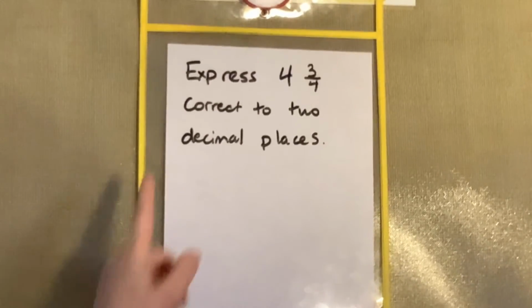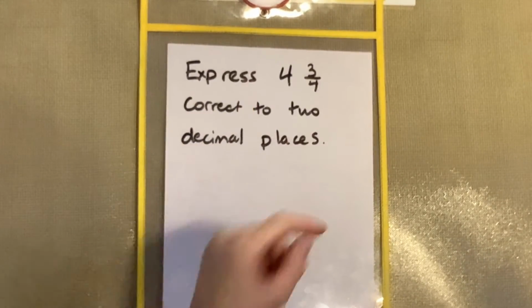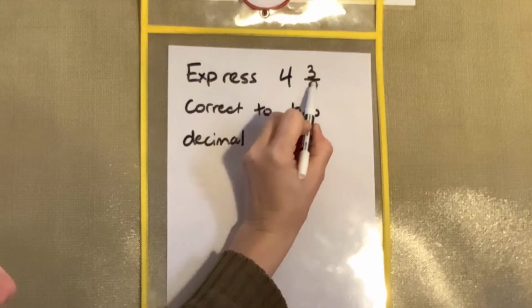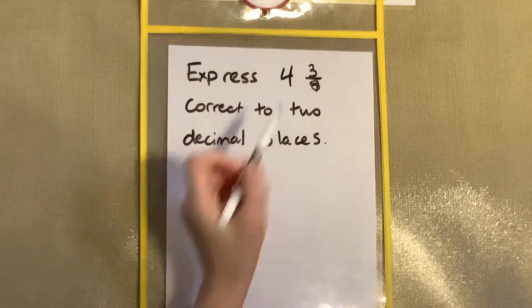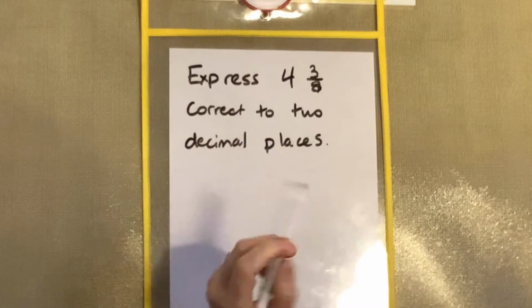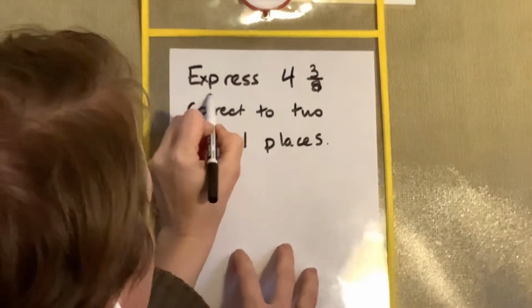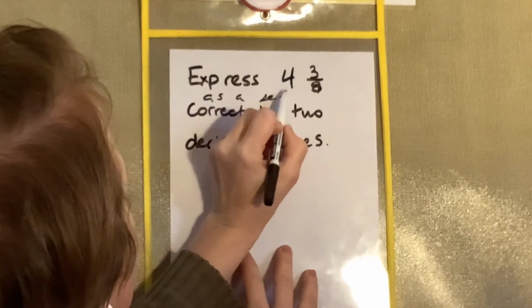So we're expressing, that's not supposed to say 3/4, that's supposed to say 3/8. 4 and 3/8 correct to 2 decimal places. This should say express 4 and 3/8 as a decimal correct to 2 decimal places.